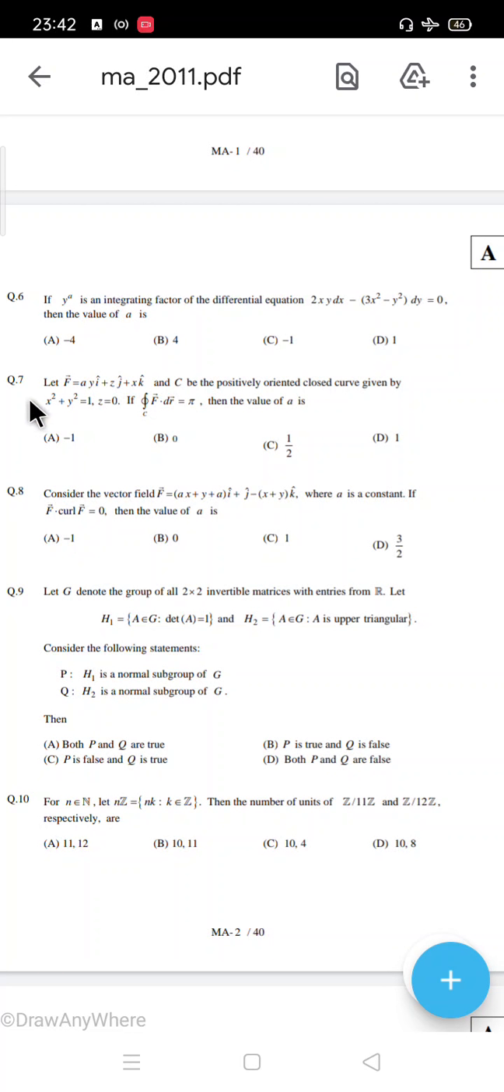Which one? Yeah, the 7th option is E minus 1. Okay. Now consider the vector field F that is equal to ax plus y plus E, and this. Okay, this seems to be the easiest one. If F dot curl F is 0, then the value of E is? So F is given, we need to find curl F.